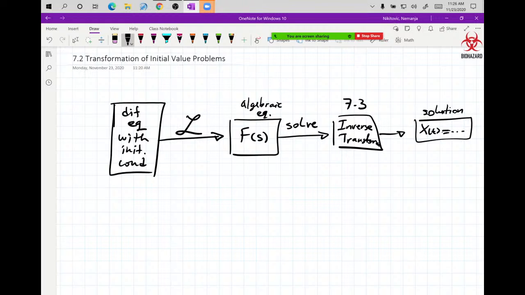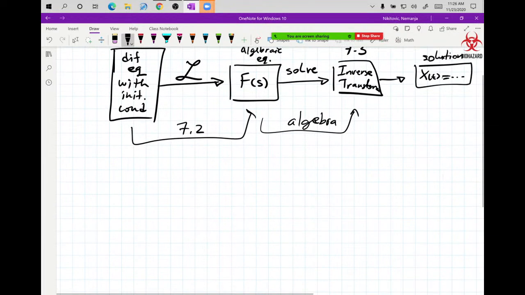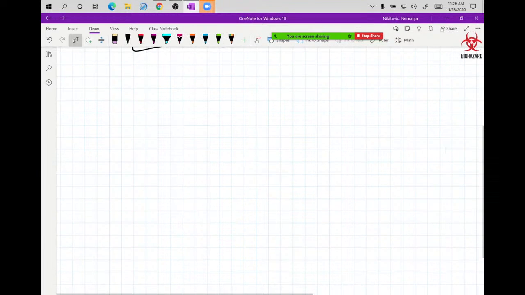Now our job is to learn how to transform this. So here to here is 7.2. Here to here is basic algebra, like literally algebra 1. And then the inverse itself is going to be 7.3, and then the solution is just a solution. So that's what we have. So let's learn 7.2, which is the way to transform this.